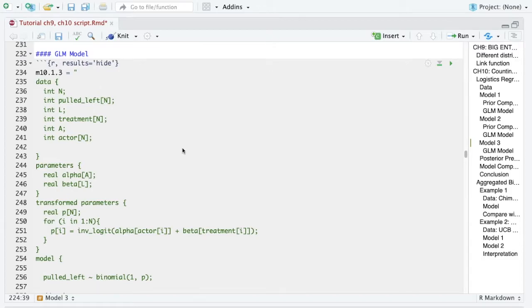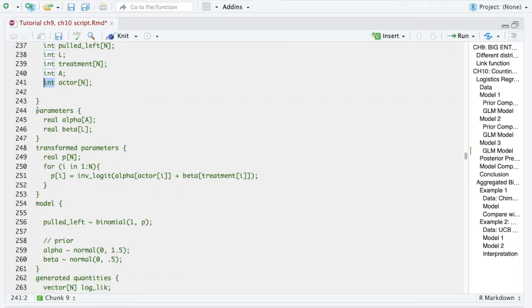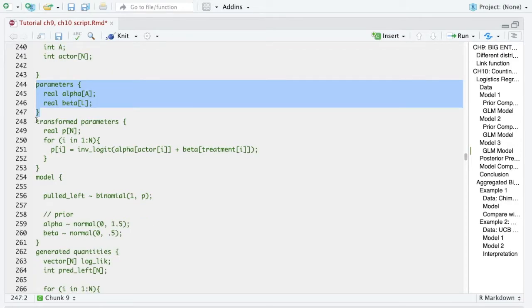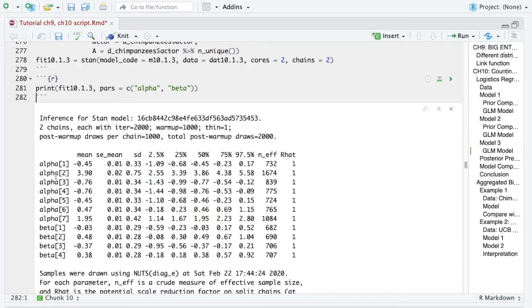I think this is the first time we have 2 categorical variables in our model, but the coding details are the same. So this is the original categorical variable in model 2. When we want to add another categorical variable, firstly we need to set how many levels are in this category and add the other predictors. And then for the parameters part, we add the alpha parameters with length A, and in the transformed parameters part an additional alpha parameter with actor index inside the for loop, and the rest of the model is the same. And then we can print the result like this.